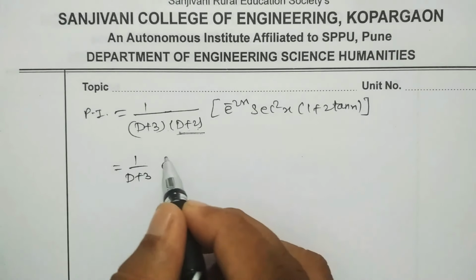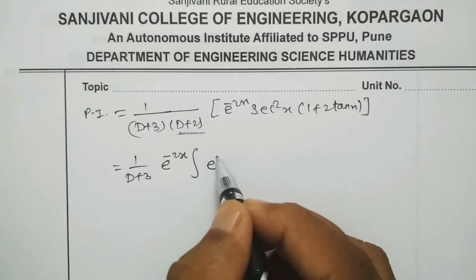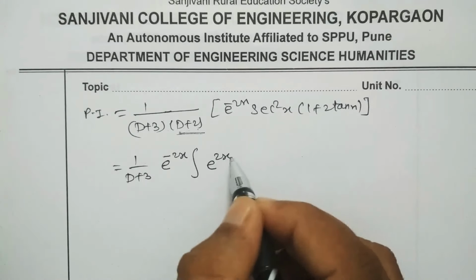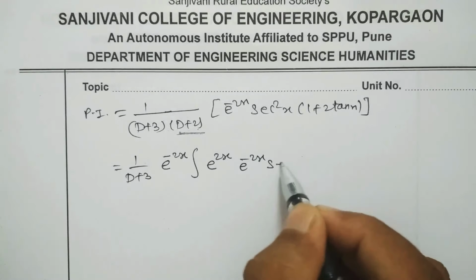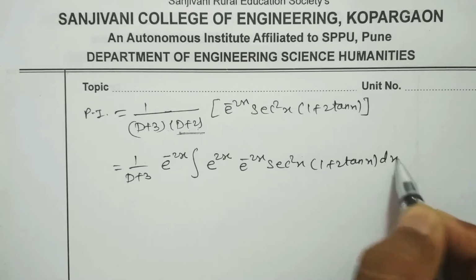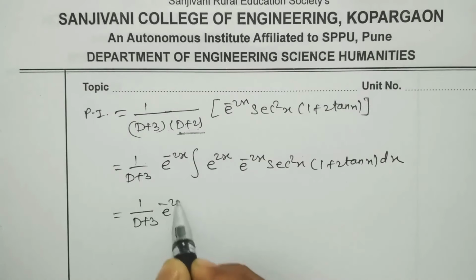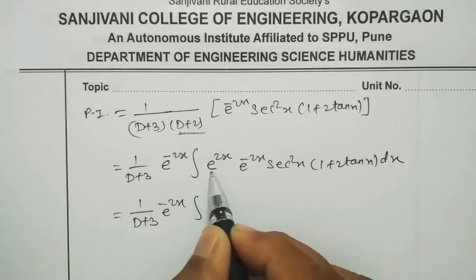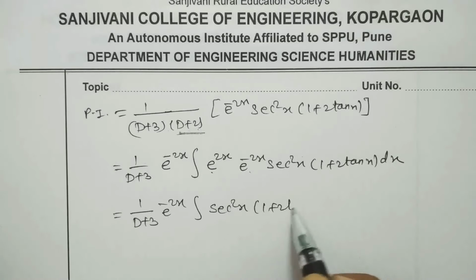So 1/(D + 3) as it is, and by applying the formula for D + m, e^(-mx), so e^(-2x), integration of e^(mx), so it is e^(2x) into this f(x). f(x) is e^(-2x) sec²x (1 + 2 tan x) dx. So this equals 1/(D + 3) e^(-2x) as it is. In the integration, e^(2x) and e^(-2x) get cancelled, so we will get the integral of sec²x (1 + 2 tan x) dx.